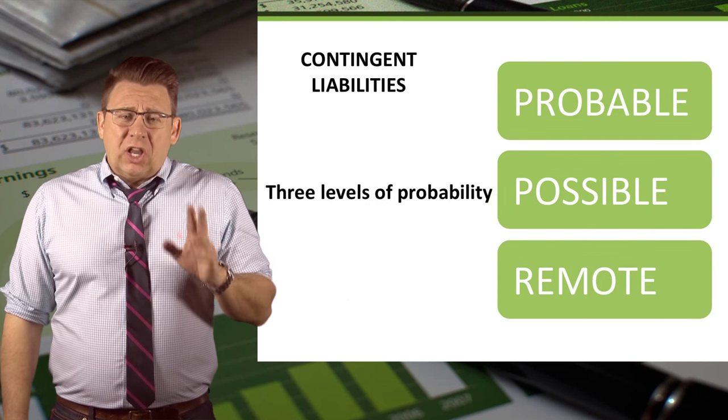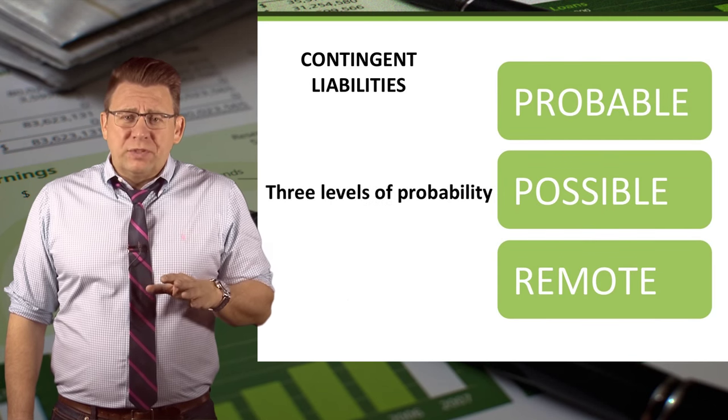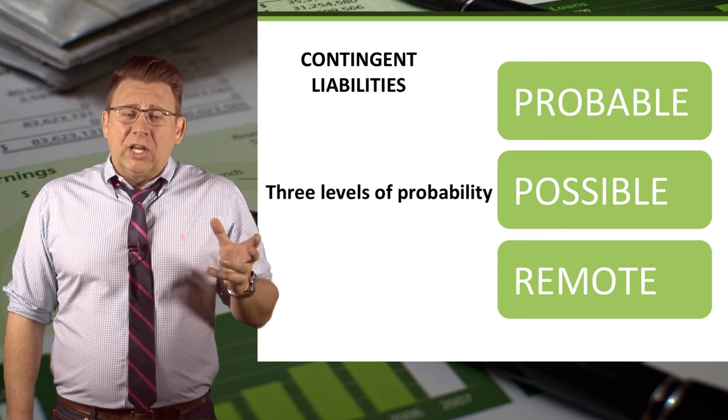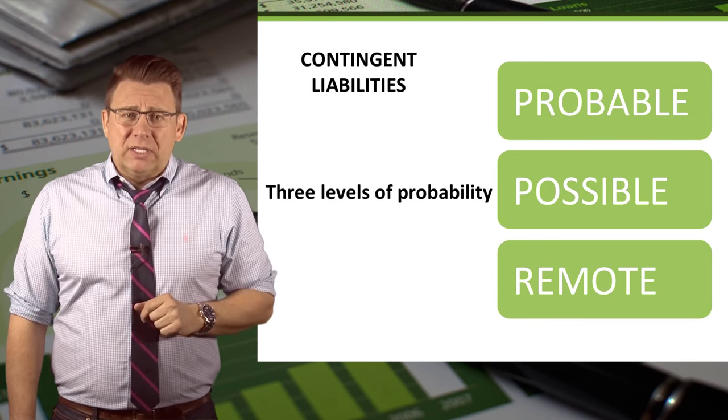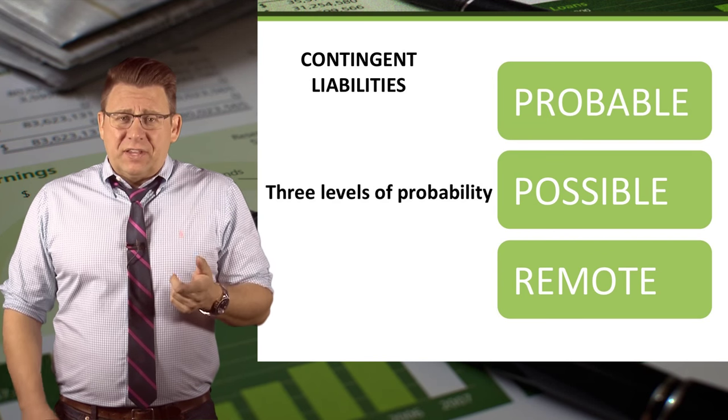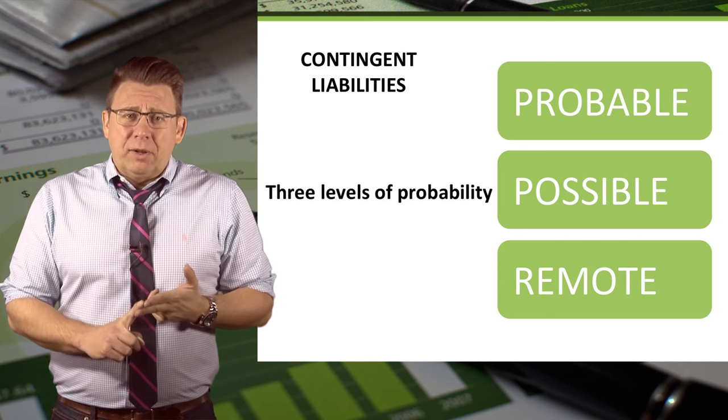Contingent liabilities are classified into three groups based on the likelihood of probability that they will become actual liabilities. Those classifications are probable, possible, and remote.